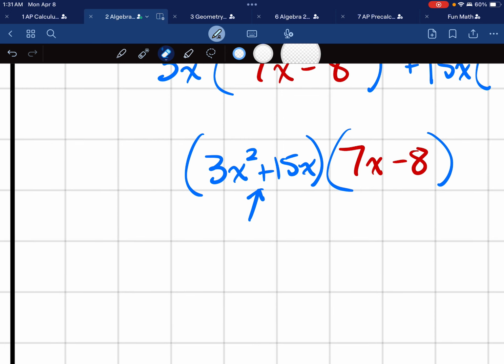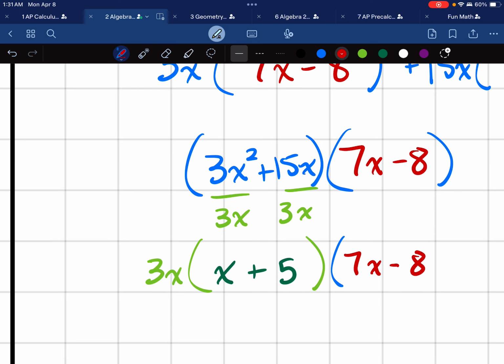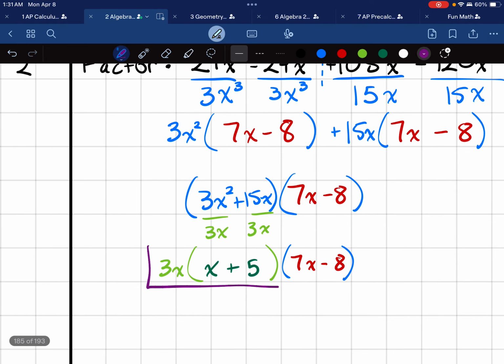Watch. I'm going to go ahead and change the color coding a little bit. I'm going to say, okay, each of these can be divided by an x, because they both have an x. Each of them can be divided by 3, so really I have a 3x. And then what's left over is a, what color do I have? Green. We can do an x plus 5. And then don't forget about our 7x minus 8 for our final answer. And let's put that all in a purple box. I'm just feeling really colorful right now.